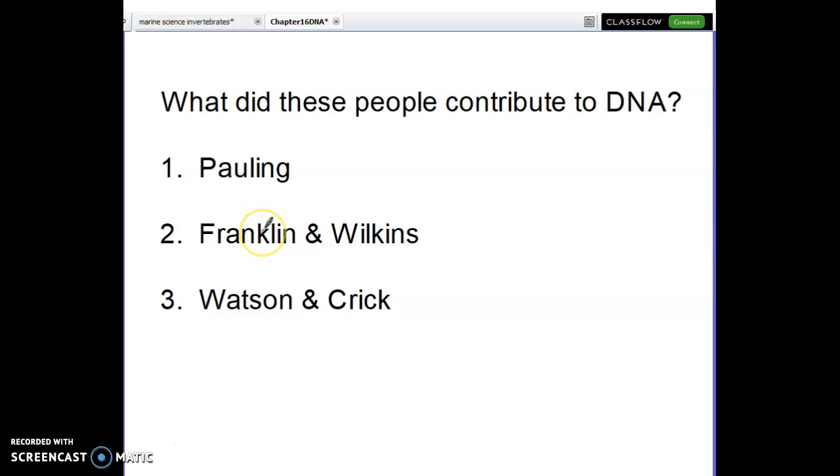So remember, Franklin was the lady that took x-rays, and Wilkins took one of her x-rays because they were arguing and gave it to Watson and Crick. And then when Watson and Crick saw her x-ray, they immediately figured out the structure of DNA. So these 3 ended up getting the Nobel Prize because remember, Franklin had died from ovarian cancer before that.